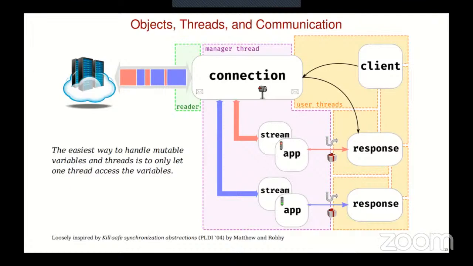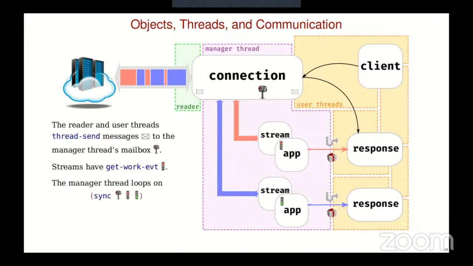This design is the heart of concurrent ML, which is where Racket gets its synchronizable event system from. I learned about it, I think, mostly through this paper about kill-safe synchronization abstractions by Matthew and Robbie. Although I'll point out, this design that I'm showing right now is not kill-safe. But the core idea of having one thread communicating with others and managing local state exclusively is the same there.